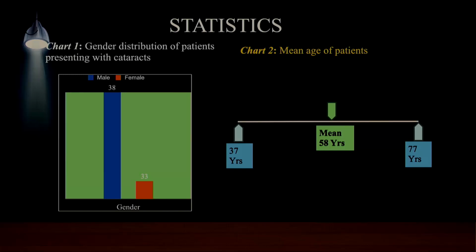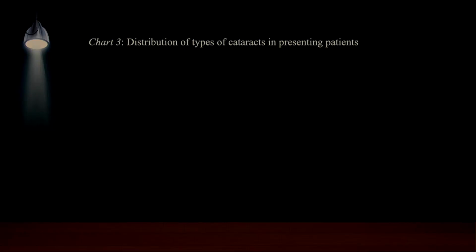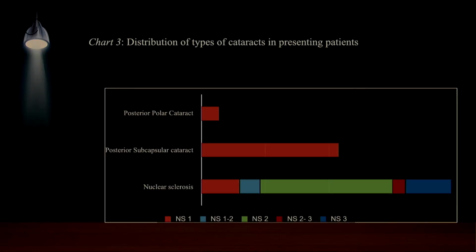We saw that we had more males than females. The average age was 58 years. The distribution of cataracts was that we had more nuclear cataracts. Among them we had more of the grade 2 type, followed by PSC, followed by PPC.